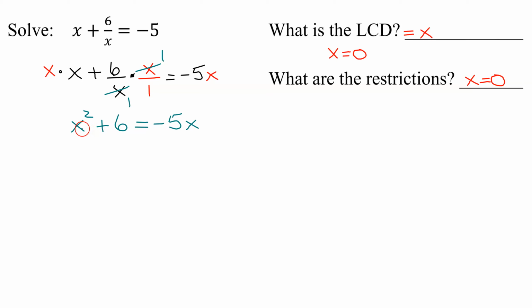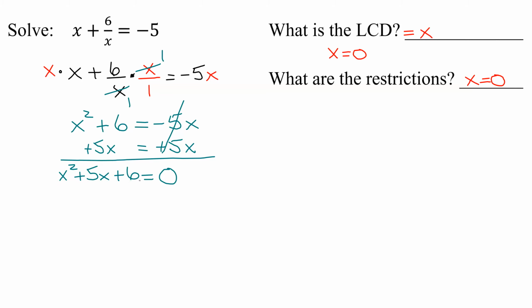We need everything on one side, 0 on the other. So I want to get 0 on the right-hand side, so I'm going to add 5x to both sides. And you can see on the right-hand side, -5x plus 5x adds up to my required 0. And on the left-hand side, I have 3 unlike terms, can't combine them. So write them in descending order, starting with the x squared, then plus 5x, and finally the constant term plus 6. So I now have my quadratic equation in standard form, so I'm ready to try and factor it.